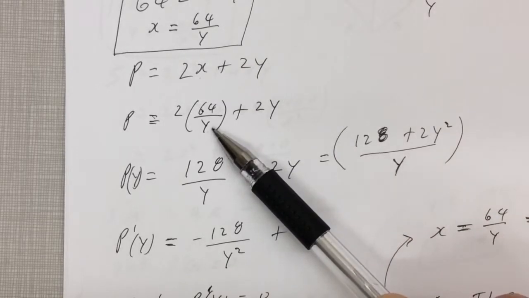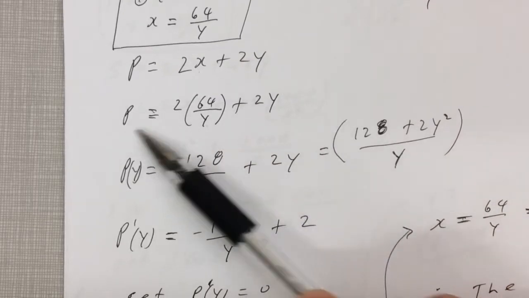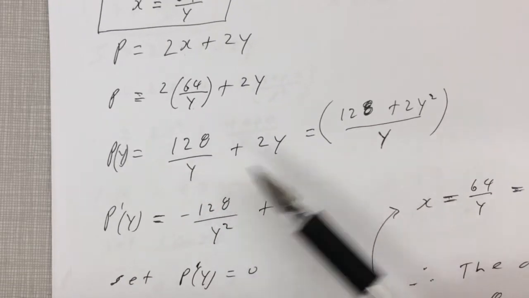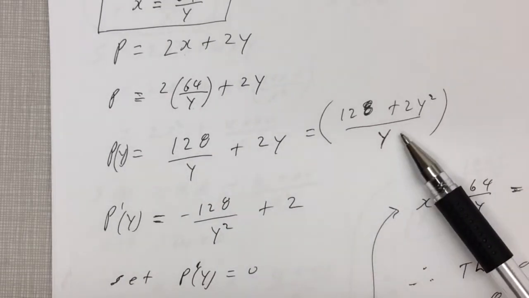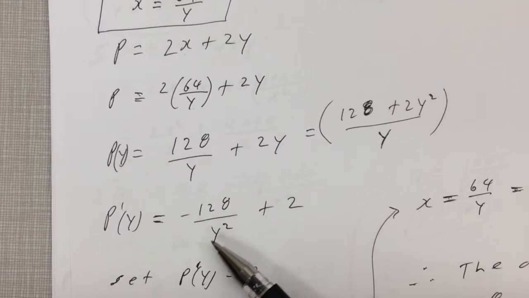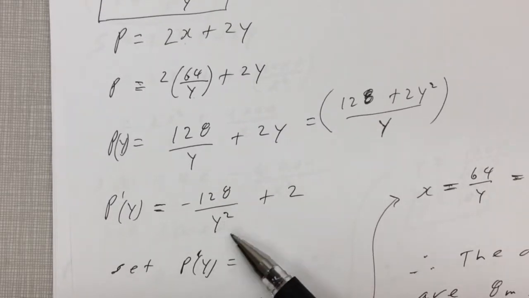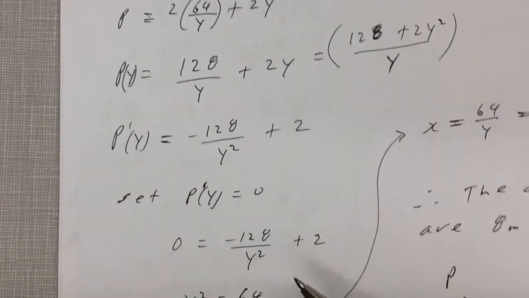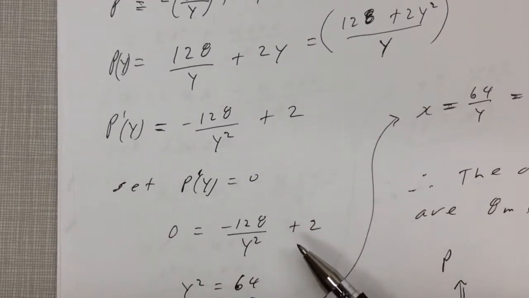which is 64 over y. So now we have the perimeter in terms of just y, which is like this. Or we can get it into this rational function here. But I'm going to take the derivative of this one. Taking the derivative, we get negative 128 over y squared plus 2. Set that equal to 0, and we're solving this part right here. So negative 128 over y squared plus 2 equals 0.